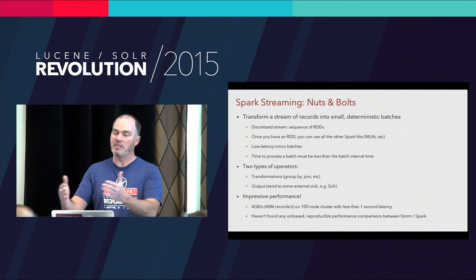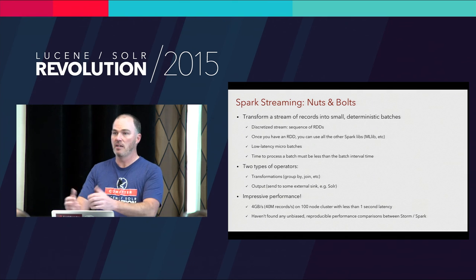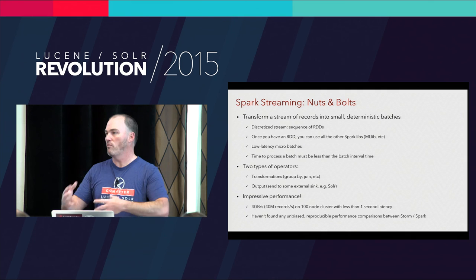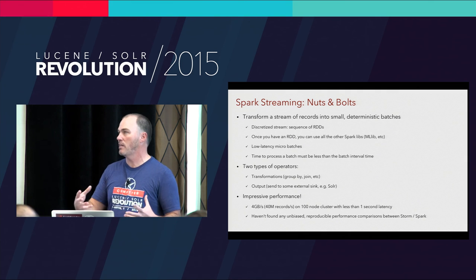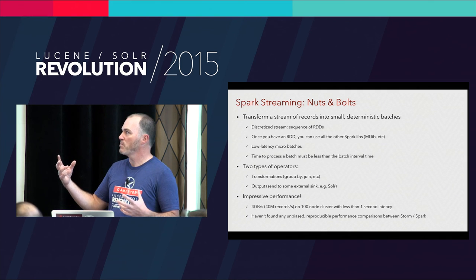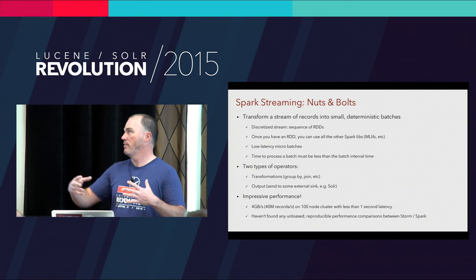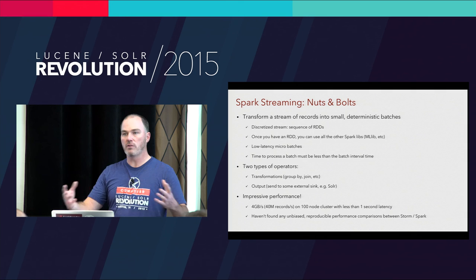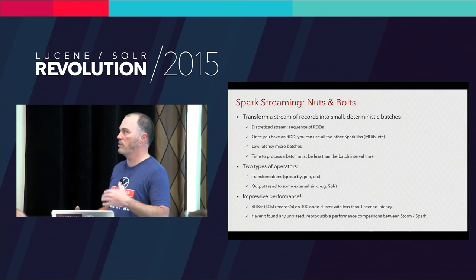Take those and treat them as a single RDD. Again, it's partitioned around the cluster, and then you process it using all of the same RDD operations. That's kind of a key to Spark: pretty much once this discretized stream becomes an RDD, then you can do all the other things with it that you can do with RDDs.